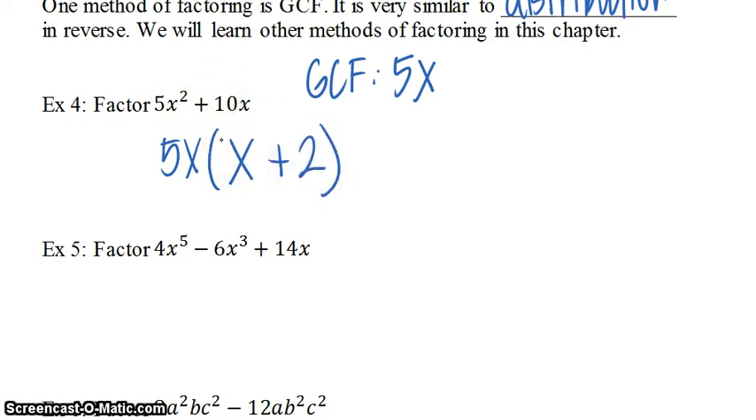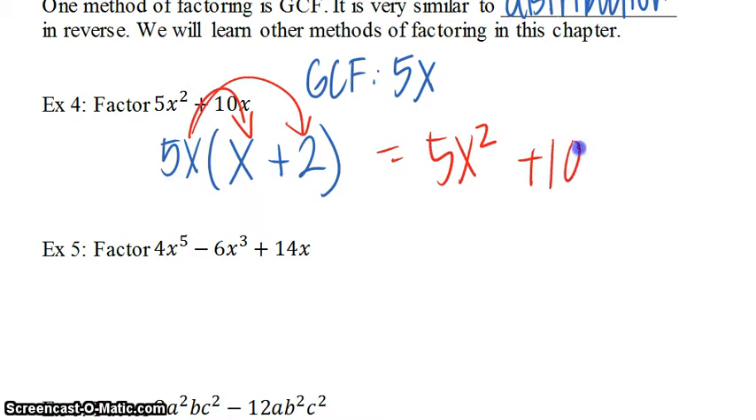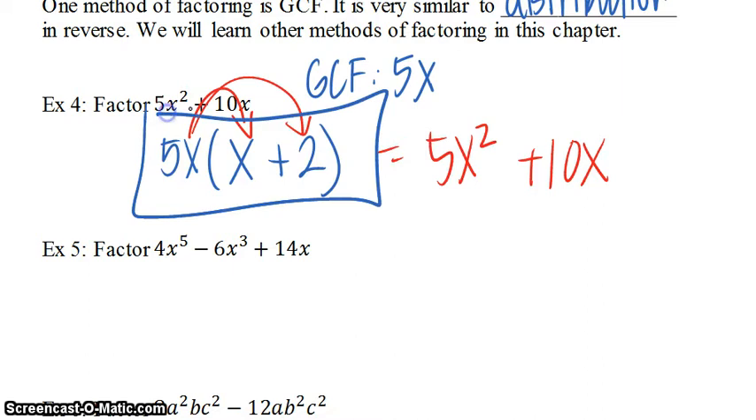So if you think about this, again, it's in the reverse. Let's check to see that we did it right. What's 5x times x? That equals 5x squared. And 5x times 2 is 10x. So again, you see how it's kind of a distribution in reverse? But this is what we were looking for. That's what we wanted, okay? Because we're factoring it. But that was just a way to check.